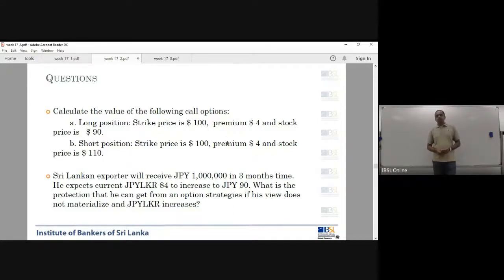So what is the protection he can get from an option strategy if his view does not materialize and the yen rupee increases? He is getting yen which he needs to sell. And so he needs to buy an option which gives him the right to sell yen. So he can buy a yen rupee put option, a put option on the yen. Now when you buy options, you need to buy an option which is out of the money. Remember, we have the diagram of the put option.